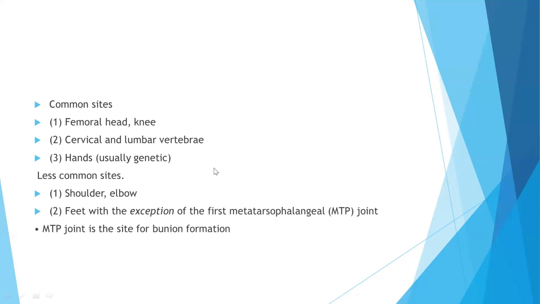If it involves the hands, then it means that osteoarthritis is usually of genetic nature. The least common sites are the shoulder and elbow, and feet with the exception of the first metatarsophalangeal joint. So the MTP joint is the site for bunion formation.